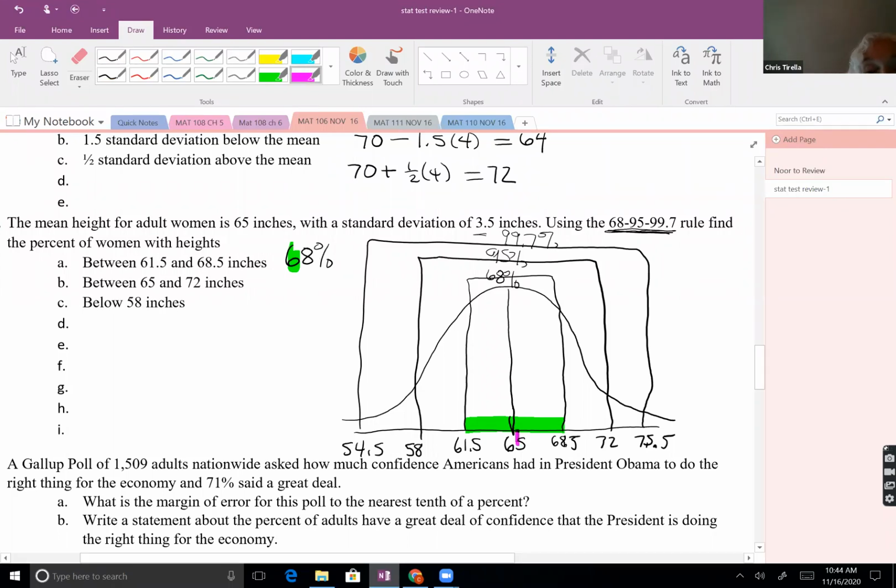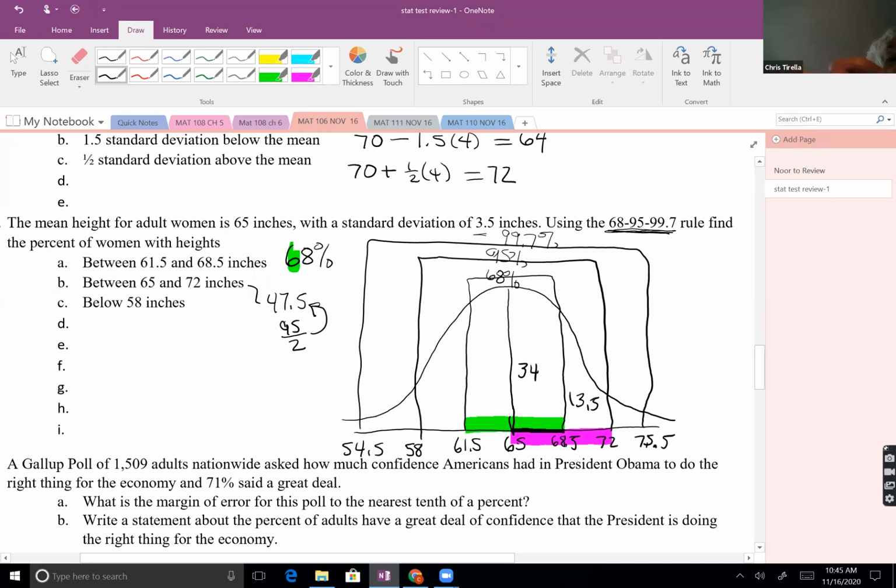between 65 and 72. 47.5. How'd you get that? I like it. I added 34 and 13.5 because that's the 65 to 68.5 and the 68.5 to 72. I also kind of look at it as half of the 95 block, divided by 2. Or if you got these divvied up, it also adds up to that same thing.